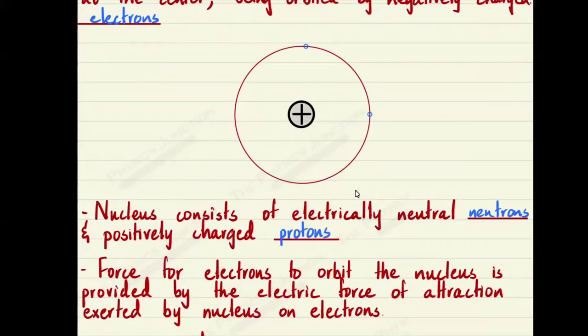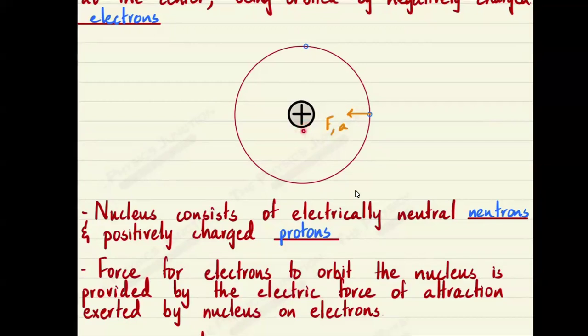The force for electrons to orbit the nucleus is provided by the electric force of attraction exerted by nucleus on the electrons. So this is basically the idea of circular motion, which is that if I see this electron here, if this is an orbit, so circular motion says that the force required for it to be in orbit must be towards the center. So this is the force, this is also the direction of the acceleration, which is towards the center, and in this case it's provided by the electric force of attraction exerted by the nucleus on the electrons. Because the nucleus is positively charged, electrons are negatively charged, so they would attract.